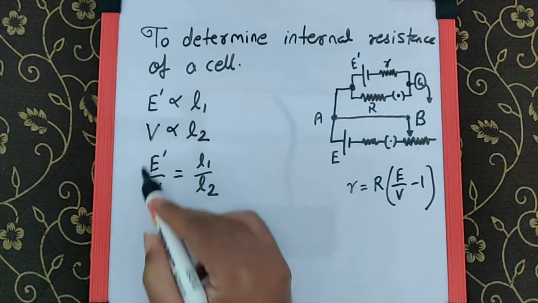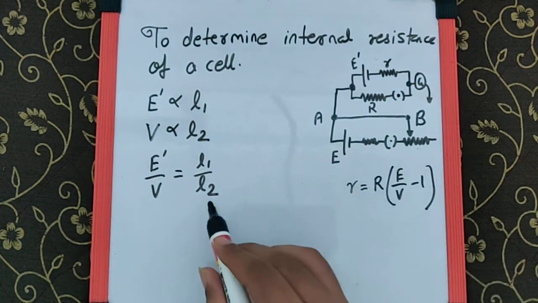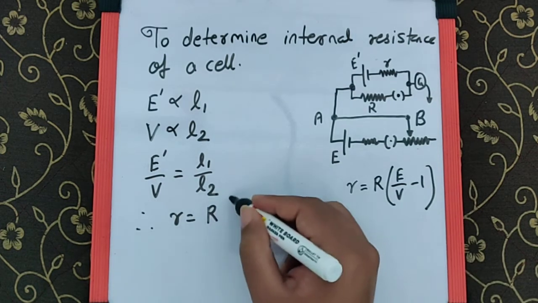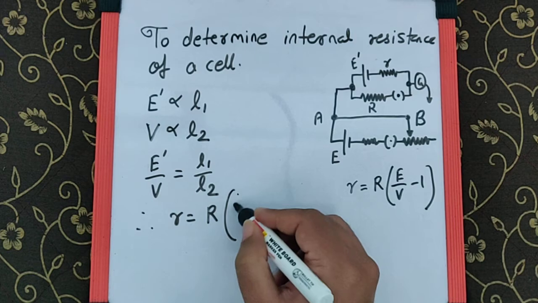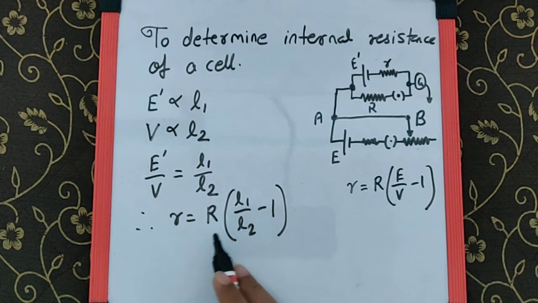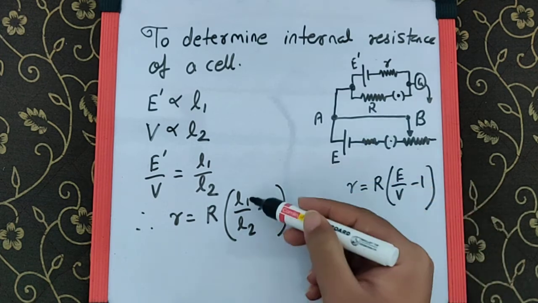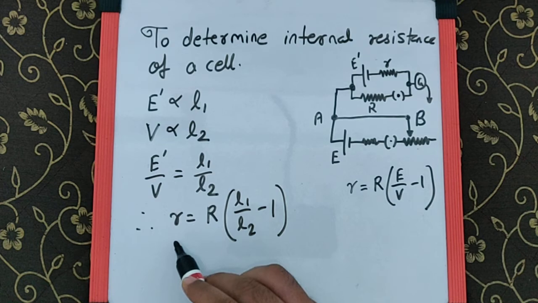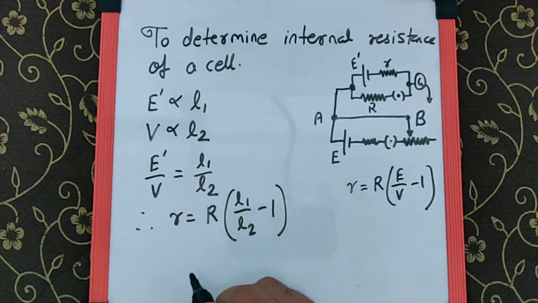So now we can substitute this E by V over here with L1 by L2, and we get the formula for internal resistance as small r equal to capital R into L1 by L2 minus 1. Now here capital R is the known resistance, and L1 and L2 are the measured lengths. We can calculate the internal resistance of the cell. So this is how we calculate the internal resistance of a cell.